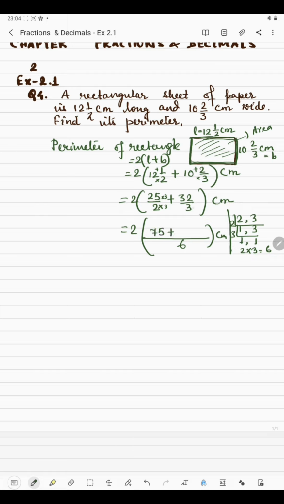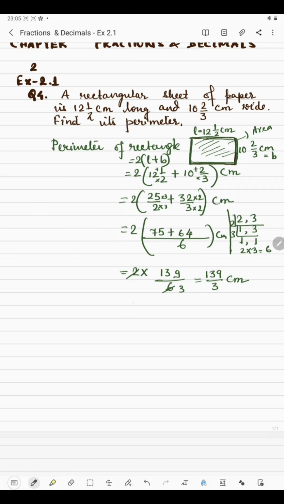Now coming to the second fraction. What should be multiplied by 3 to get 6? It's 2. The same number will be multiplied by the numerator also. So 32 2s are 64. Now 2 multiplied by, here no sign is given and after that bracket is given, so we will have to consider it as multiply sign. Now 75 plus 64 is 139. So 139 by 6. If you cancel this, 2 ones are 2, 2 3s are 6. So answer will be 139 by 3 centimeter. So the perimeter will be 139 by 3 centimeter.